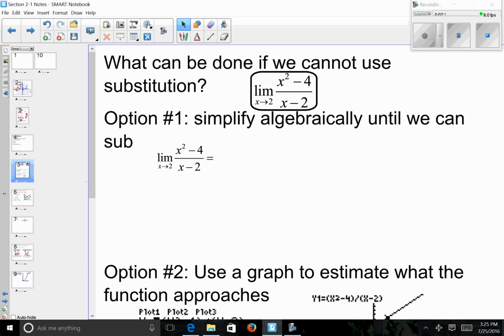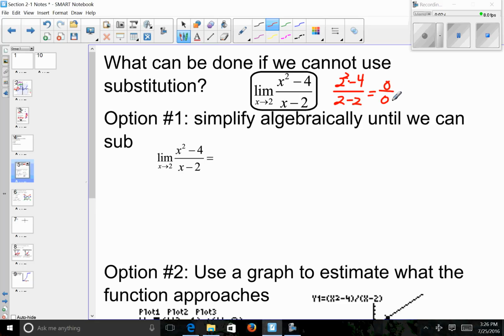So let's take, for example, looking at the limit of x squared minus 4 over x minus 2 as x approaches 2. When I see this limit and if I'm being asked to evaluate it, my first thought is, let's go ahead and just try substitution. Well, if I try to plug in 2 for x, I would get 2 squared minus 4 over 2 minus 2, which would give me 0 over 0. And this is a problem because I'm not allowed to divide by 0. So substitution's not working. So we have different options we can do here.